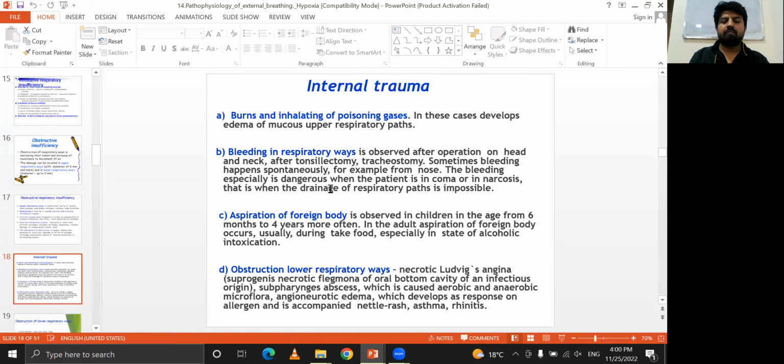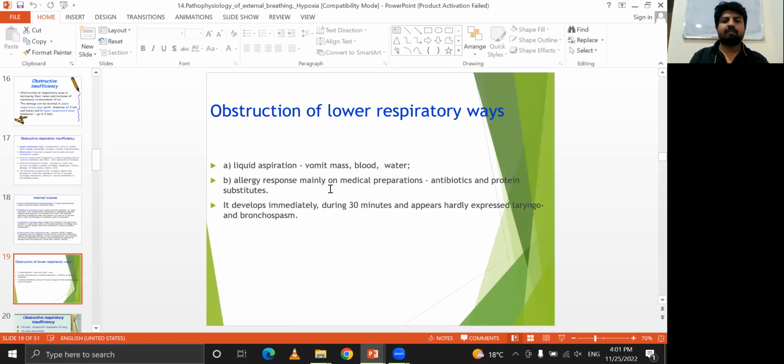So, if we talk about internal trauma, it is burns or inhalation of poisonous gases, bleeding in the respiratory ways, like from the nose or after a neck injury, aspiration of a foreign body. Children from the age of 6 months to 4 years more often have aspiration of a foreign body. Obstruction of the upper respiratory ways also includes angina, subpharyngeal abscess, asthma, rhinitis, etc.